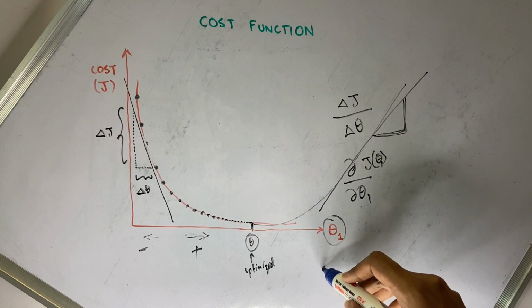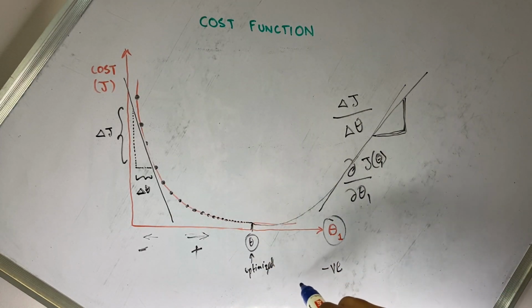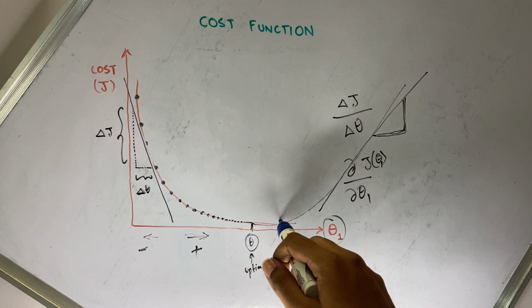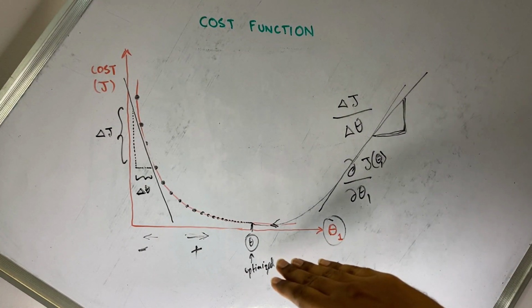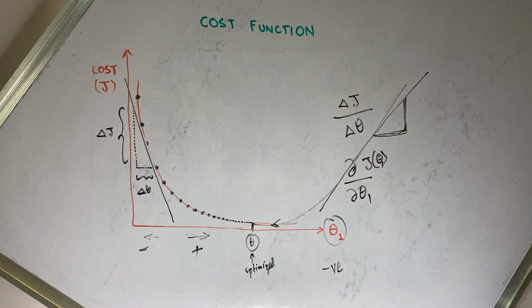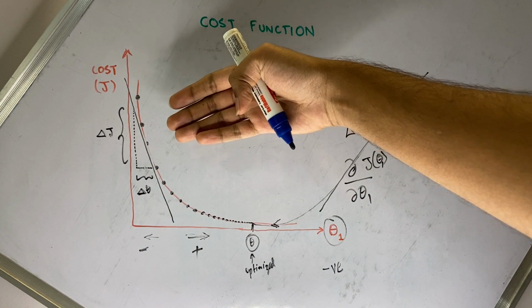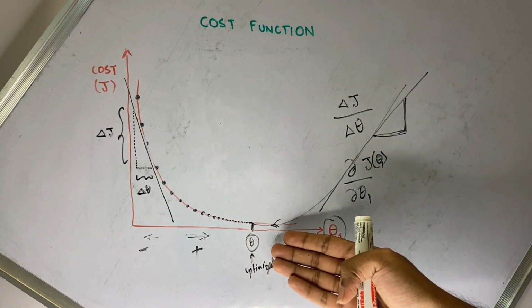So it would give us a negative value. This is a negative slope. It would send us back. So we would be moving backwards. For a theta value that is less than the optimized value, possibly it would give us a positive derivative that would take us towards the optimal value.